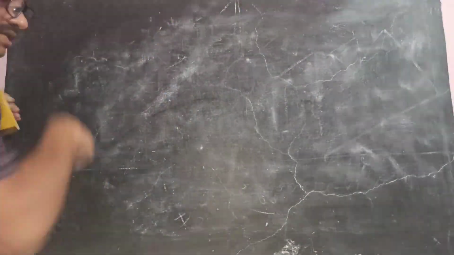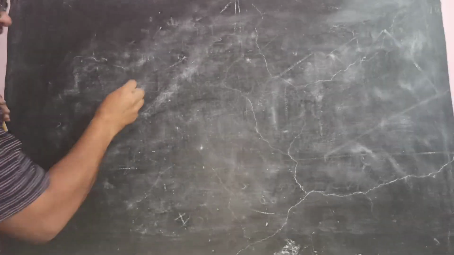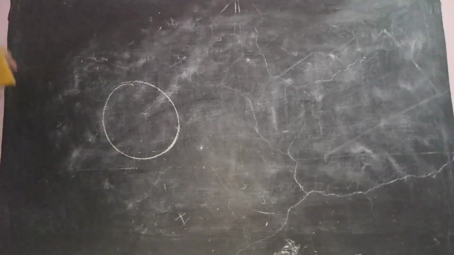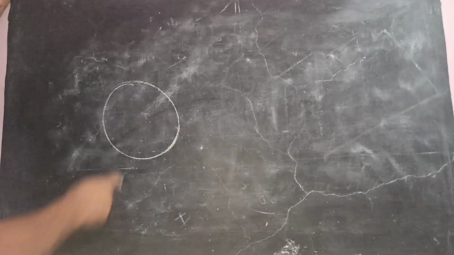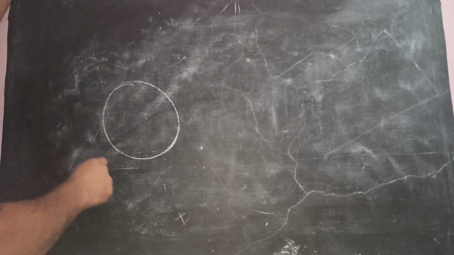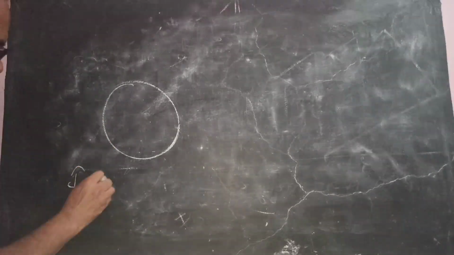Now what happens if the shape is a circle, say, or a semicircle, or a circular hole is to be drawn? Then there is a method for this. A simple method is there. That method is known as the 4 center method.